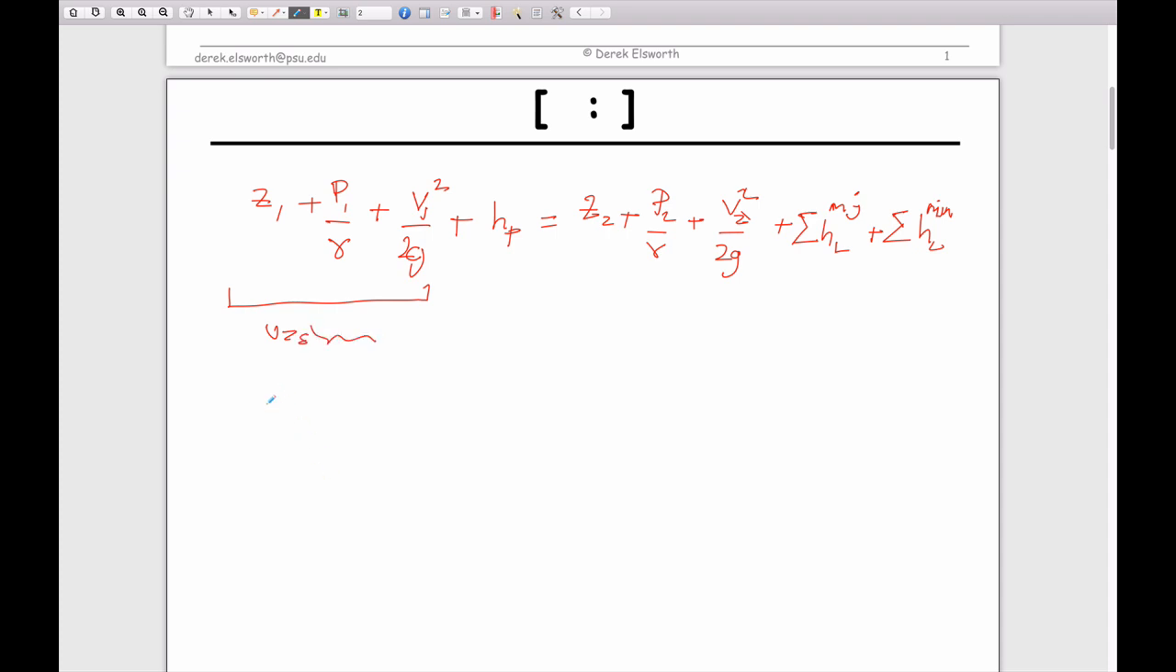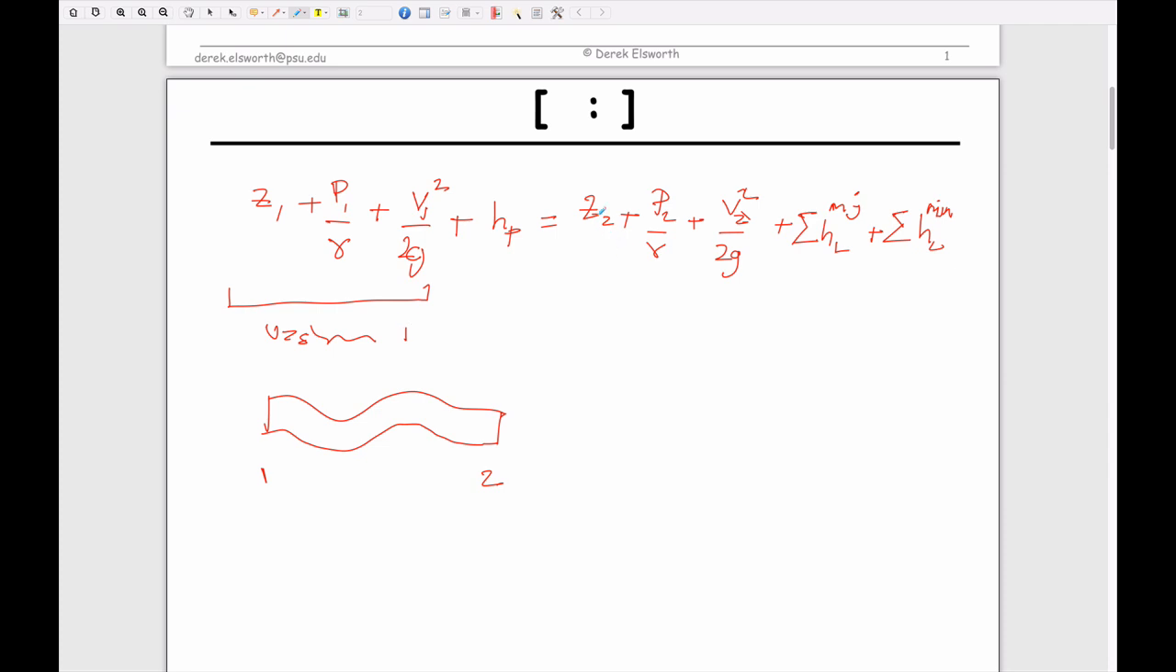It's easy for me to draw a stream tube, right? This has to be downstream, this has to be upstream. The velocities are streamlined velocities. It doesn't matter whether they're in or out, but this has to be 1, obviously, and this has to be 2.